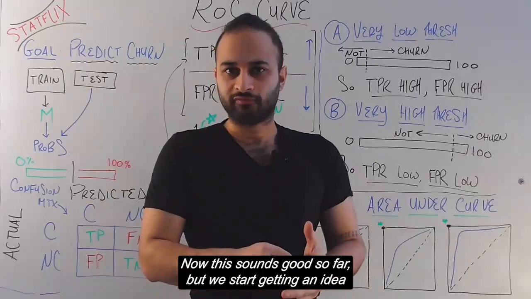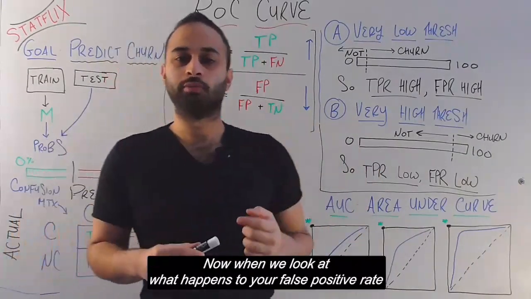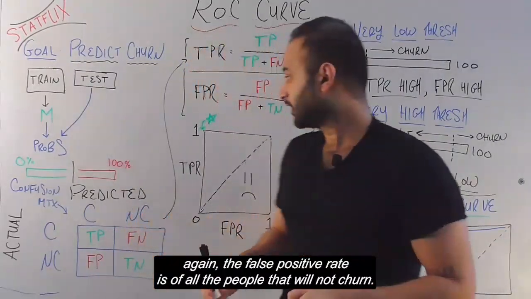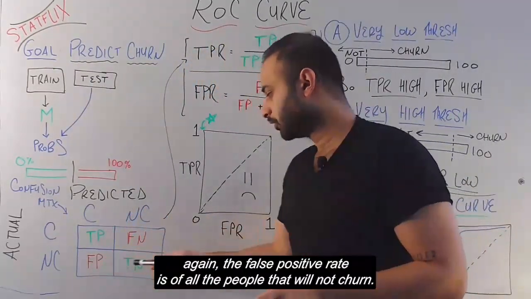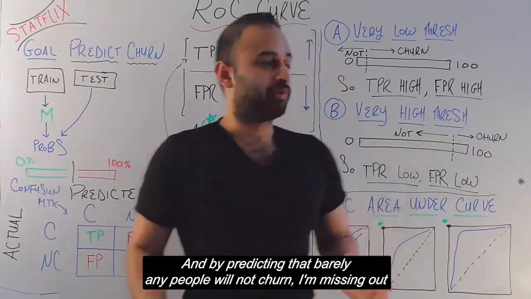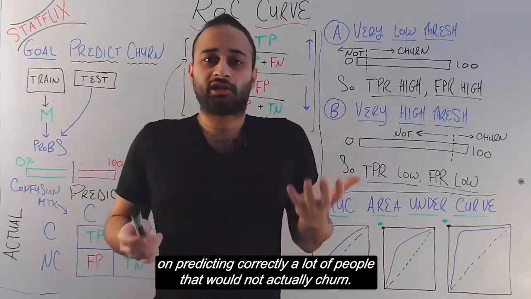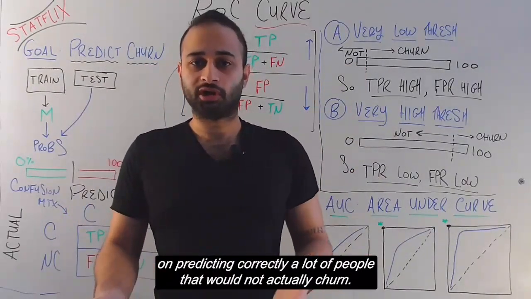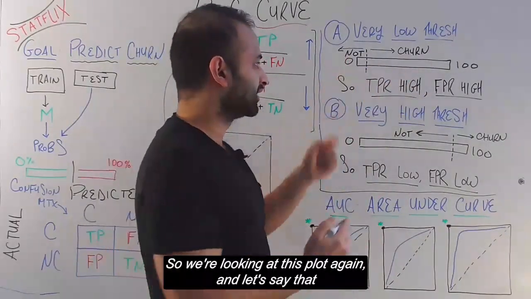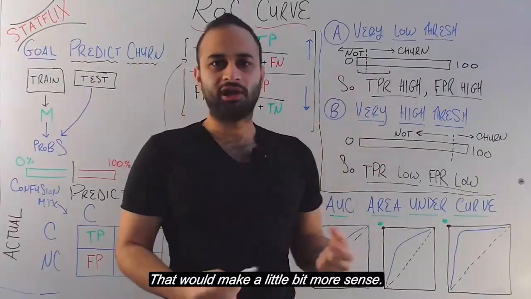Now, this sounds good so far, but we start getting an idea of the trade-off between these two metrics when we look at what happens to your false positive rate. Again, the false positive rate is, of all the people that will not churn, what percentage am I wrong about? And by predicting that barely any people will not churn, I'm missing out on predicting correctly a lot of people that would not actually churn. If that's a little bit confusing, let me show a little graphically. So we're looking at this plot again, and let's say that the people who will not actually churn are around here, right? That would make a little bit more sense.